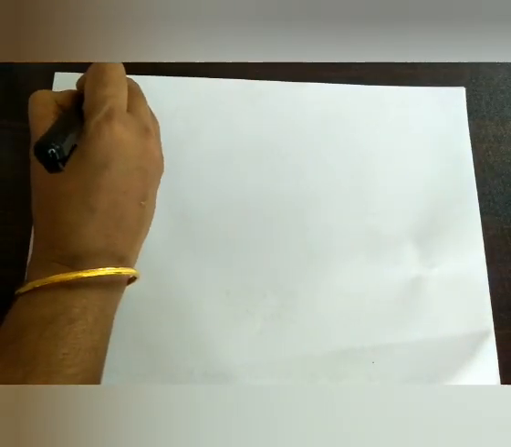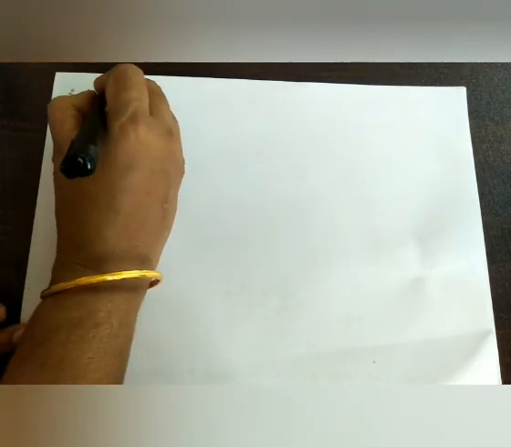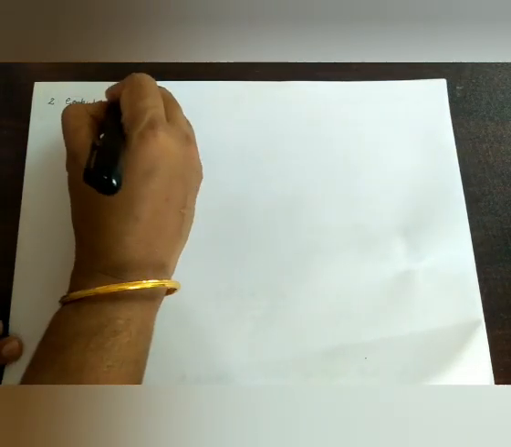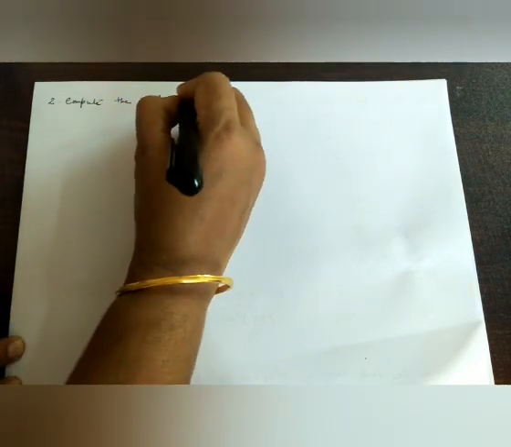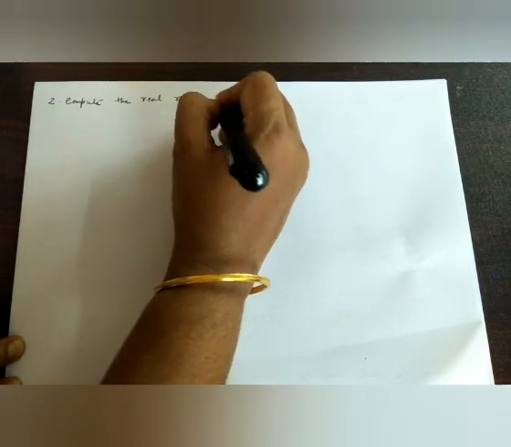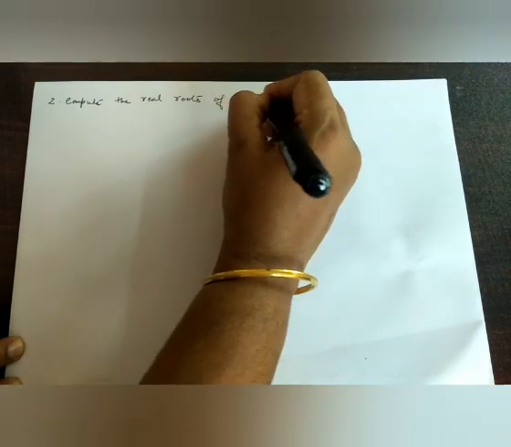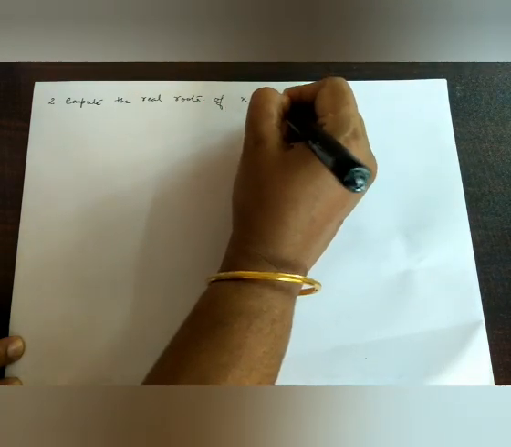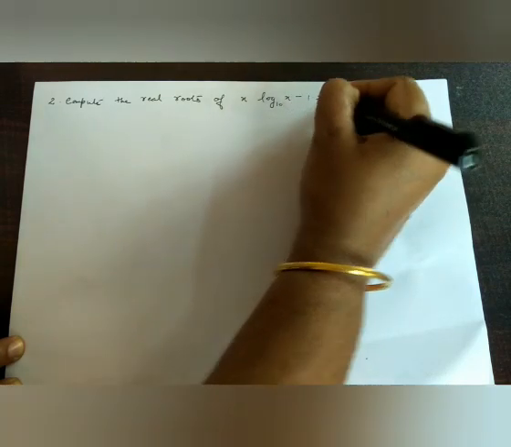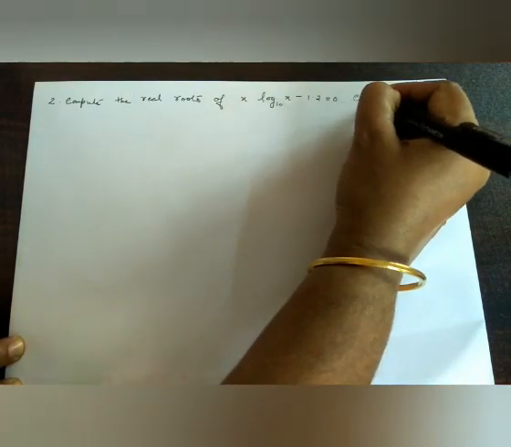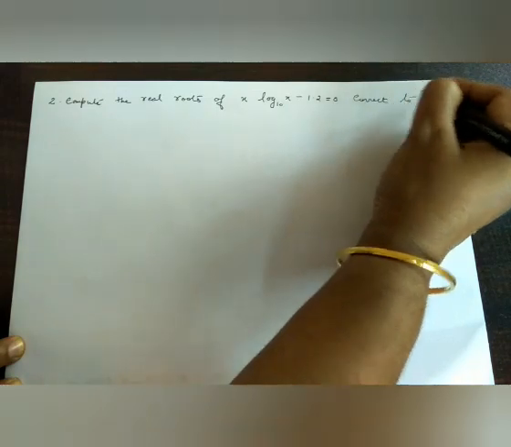Okay. Second question is: compute the real roots of x log x to the base 10 - 1.2 = 0, correct to 3 decimal places.